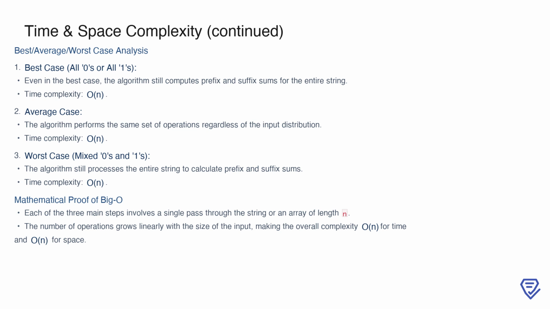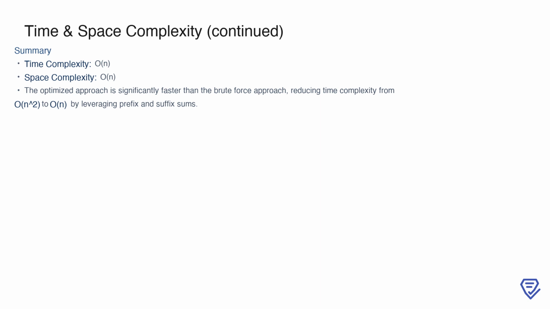To summarize, the optimized solution for the problem is highly efficient, with a time complexity of O(n) and a space complexity of O(n). This is a significant improvement over the brute force approach, which has a time complexity of O(n²). By utilizing prefix and suffix sums, the algorithm avoids redundant calculations and ensures that it processes the input in linear time.